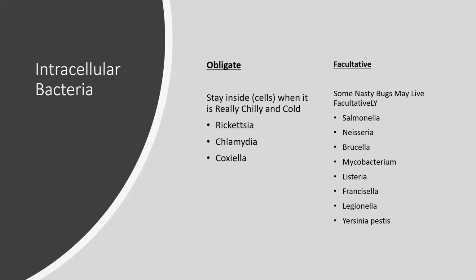And why this is important, because a lot of bacteria live outside of cells. They don't necessarily have to be inside of a cell. They'll actually live outside of a cell and they'll grow and divide. They're their own cells. They don't need to use our cellular machinery. But some bugs can use our cellular machinery or hide out in our cells as a way to protect themselves from our immune system. So these are some nasty bugs that may live facultatively. And that's Salmonella, Neisseria, Brucella, Mycobacterium, Listeria, Francisella, Legionella, and Yersinia, our black plague.